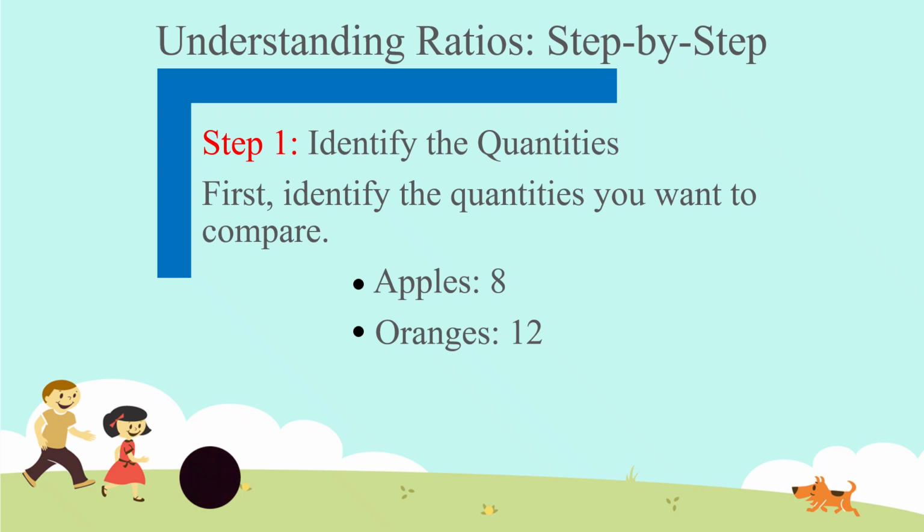Step 1. Identify the quantities. First, identify the quantities you want to compare. We have 8 apples and 12 oranges.